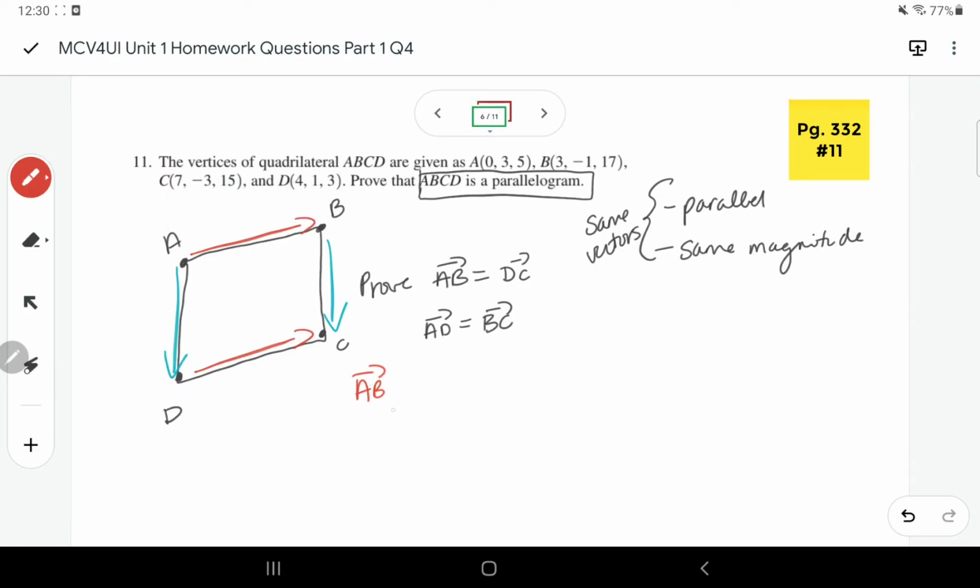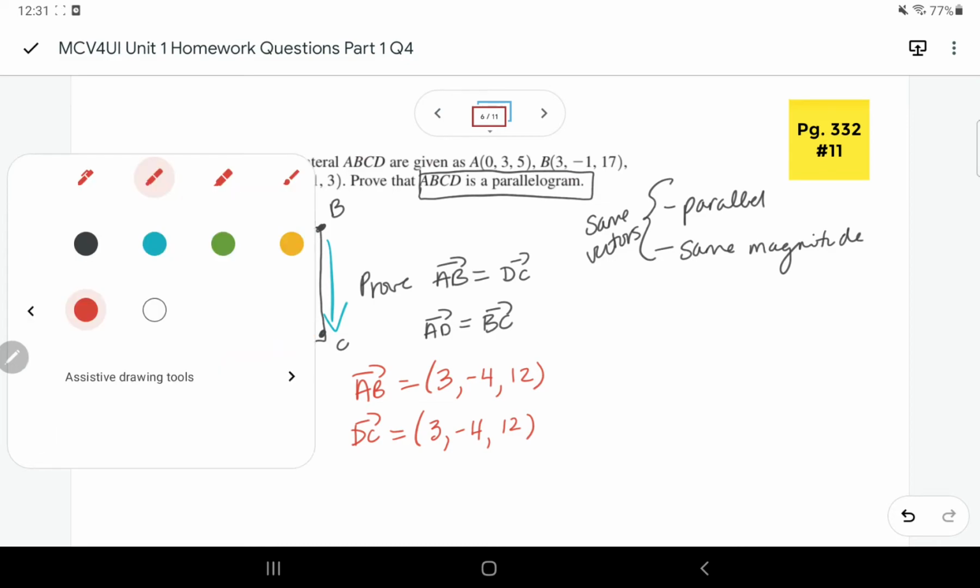I'm going to find vector AB and vector DC just by subtracting the end minus the start. So for AB, I'm going to do the B values minus the A values. So 3 minus 0, -1 minus 3, and 17 minus 5. And then for DC, same idea, it's DC, so I do C minus D. Be careful with the order there. So 7 minus 4, -3 minus 1, and 15 minus 3.